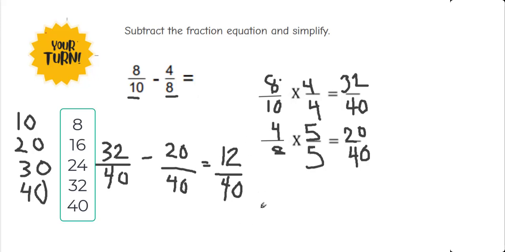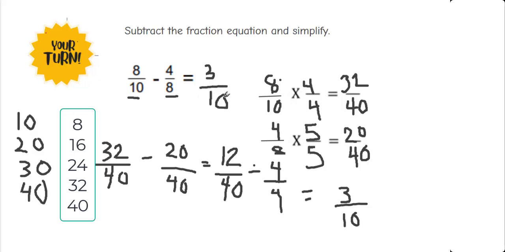So what can I simplify that? What multiple can I divide them both by? I'm going to try 4. I'm going to divide both of them by 4. 12 divided by 4 equals 3, and 40 divided by 4 is 10. So the answer is 3/10.